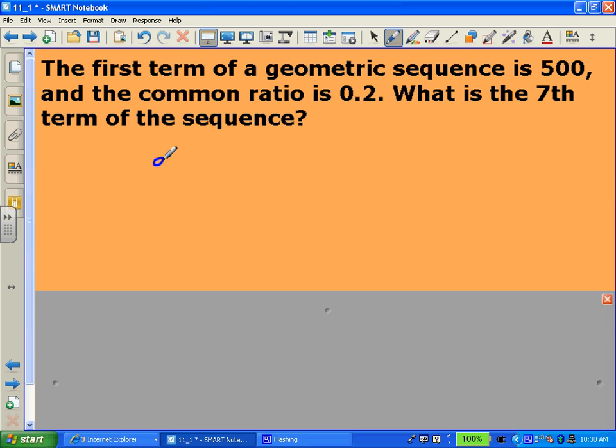The first term of a geometric sequence is 500. So remember, that's a sub 1. The common ratio is 0.2. So remember, that's r. What is the seventh term of the sequence? Well, a sub 7, so this is n equals 7, is going to be my first term times r, which is 0.2, to the sixth power. Remember, it's 7 minus 1.